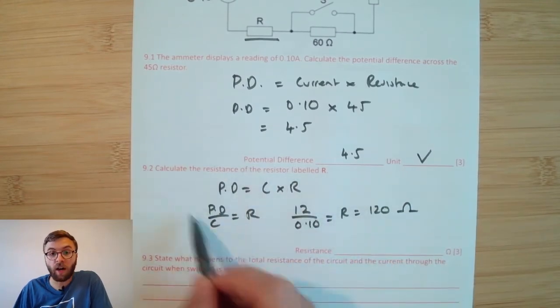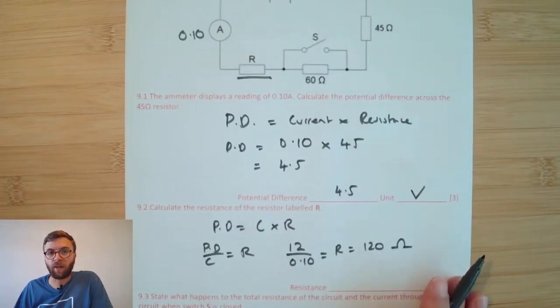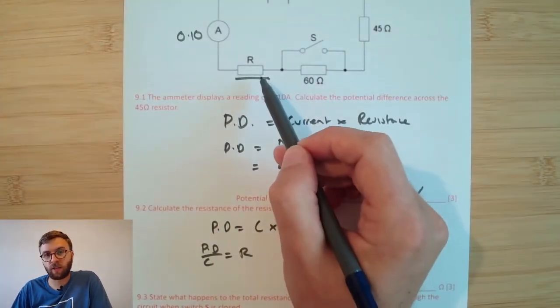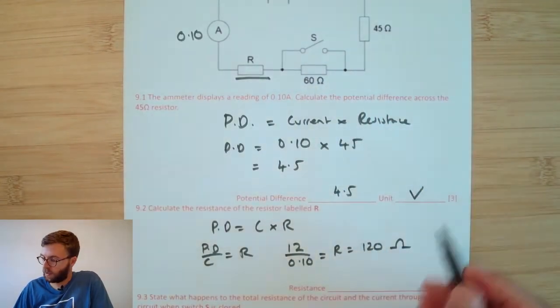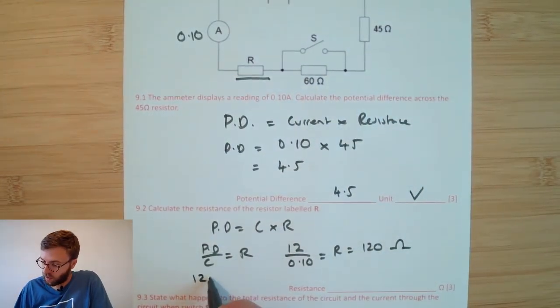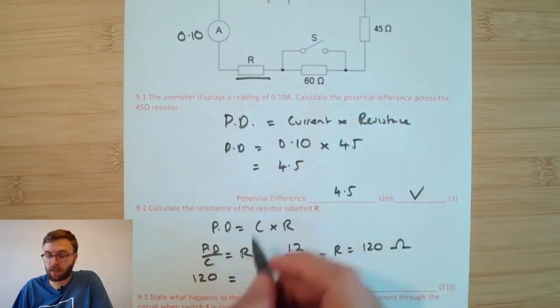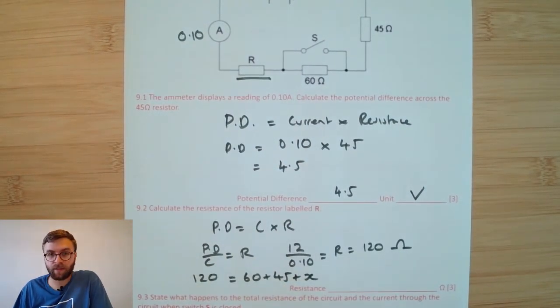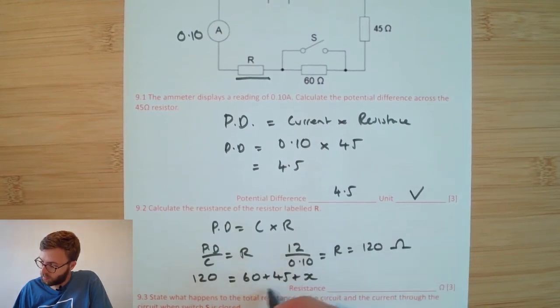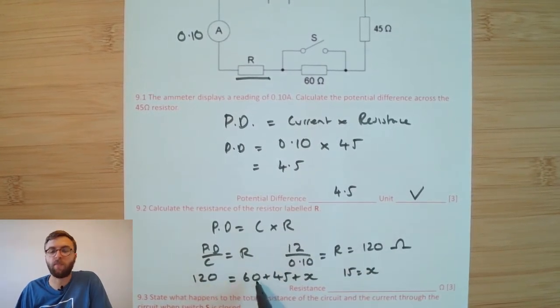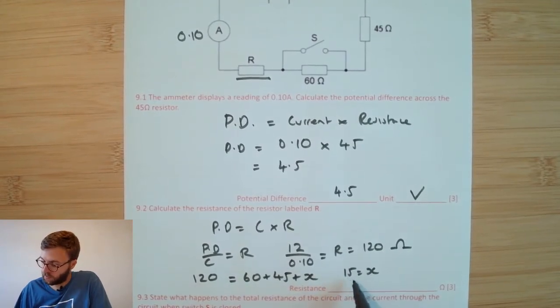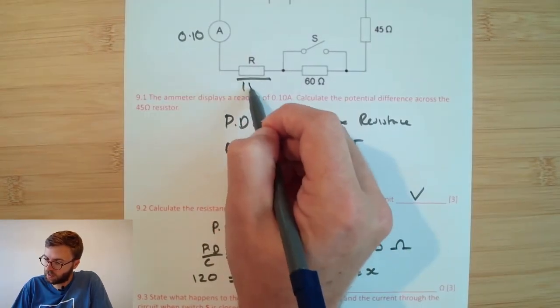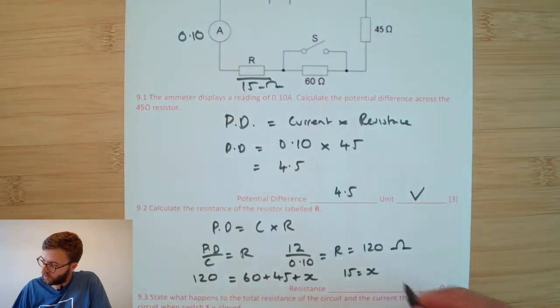So that's for the entire circuit. We then know that the total resistance of these 3 resistors in series will add up to the total. So we know that 120 equals 60 plus 45 plus X. If we work this out, we bring these over here, we find that 15 equals X. 120 minus 60 minus 45 leaves us 15. So therefore we know the resistance of this one must be 15 ohms.